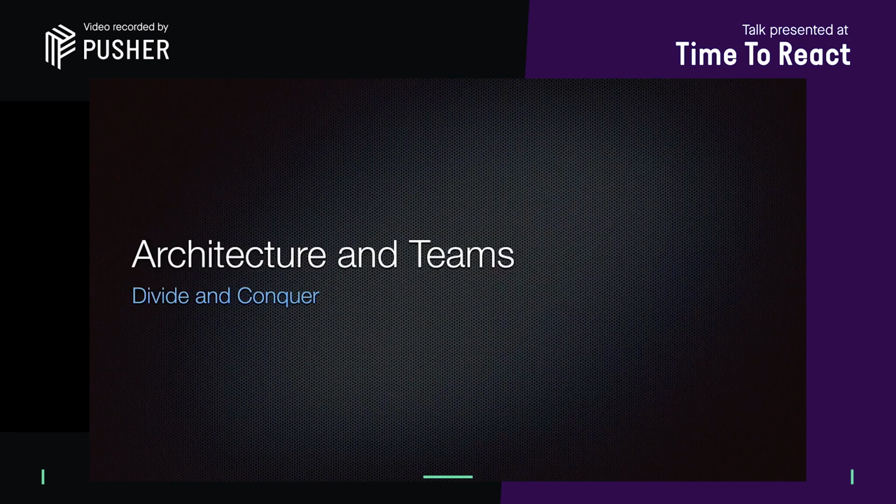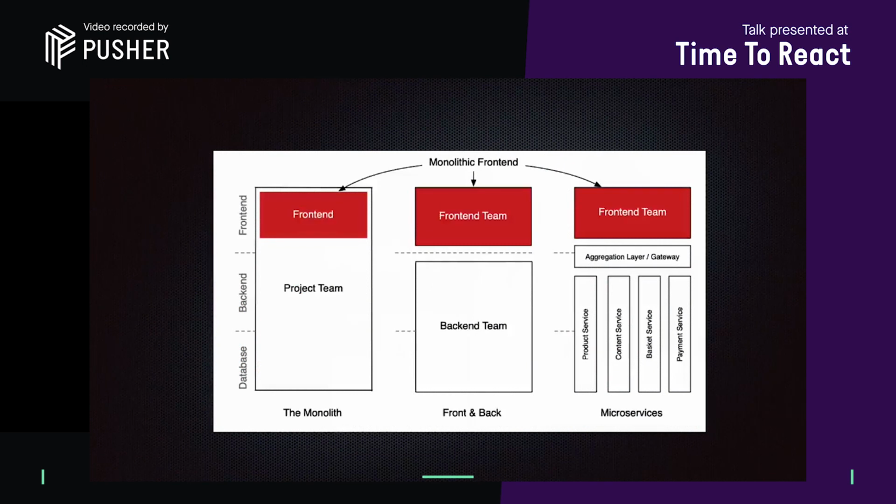Architecture and teams, divide and conquer. In a typical modern architecture, we still use a monolithic frontend. A modern backend, however, is typically designed as a set of decoupled microservices. This presentation will look into how we can reuse concepts of microservices for the front end, also known as a micro frontend.